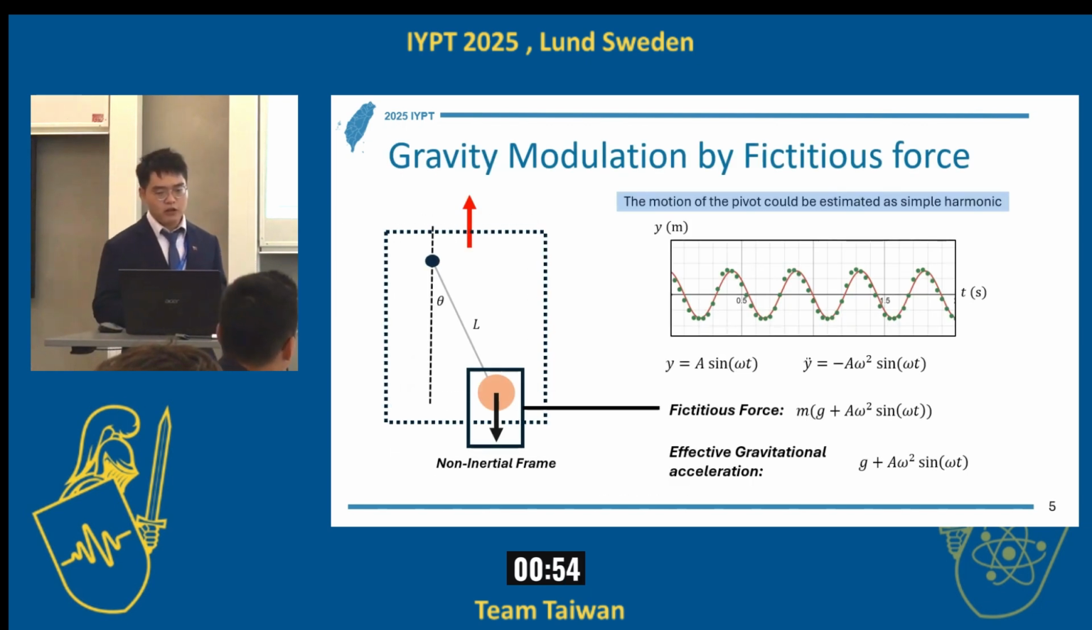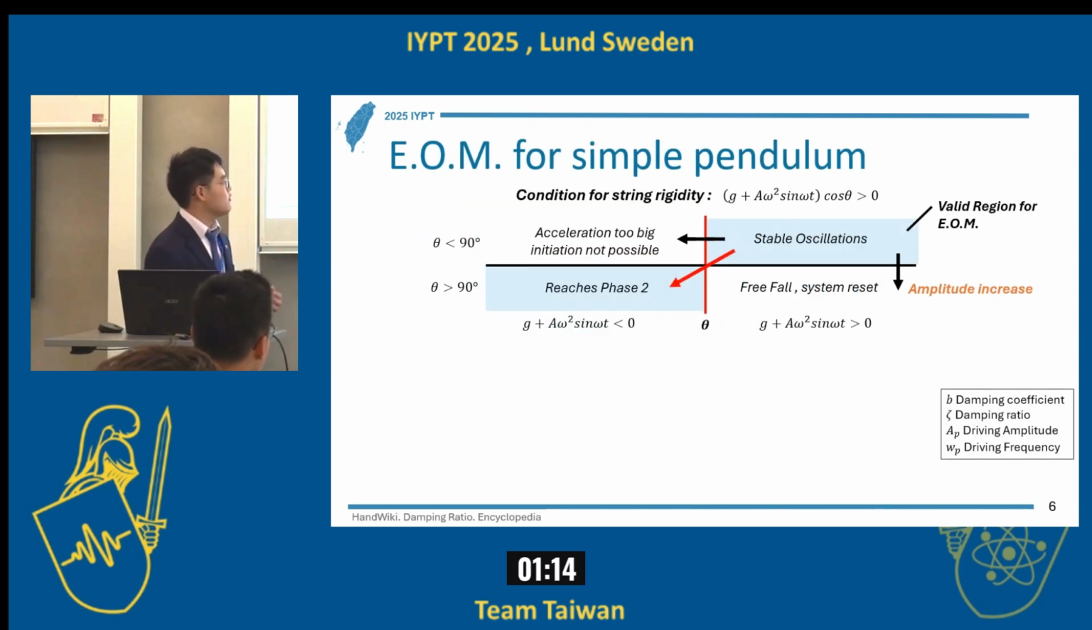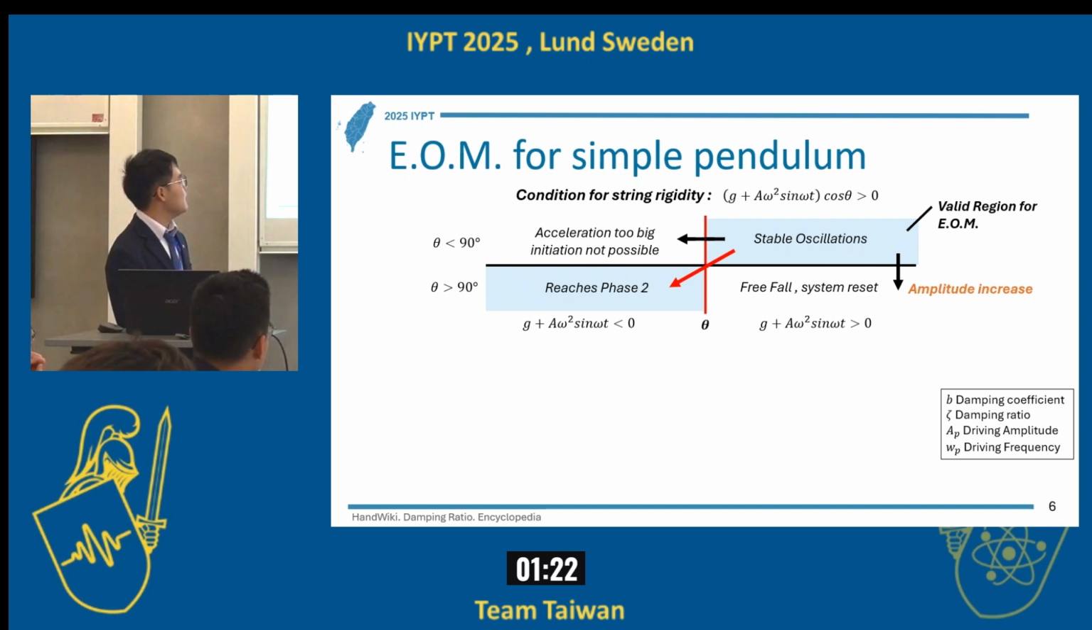Let's first talk about the gravity modulation by the fictitious force. Under the inertial frame, we can first assume that the motion of the pivot can be estimated as a simple harmonic. We can then, through the second derivative, get the fictitious force, and thus the effective gravitational acceleration. We can then consider the condition for string rigidity using the relative acceleration. We can separate this equation into 4 quadrants using the acceleration and the amplitude. We can see that only quadrant 1 and quadrant 3 satisfy our equation of motion.